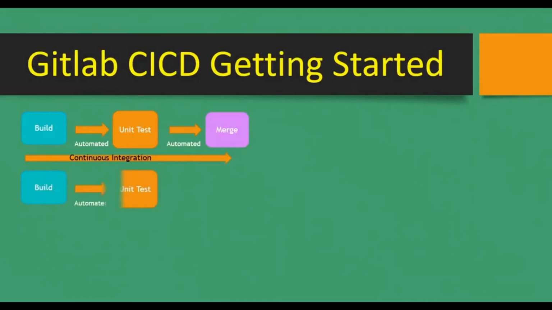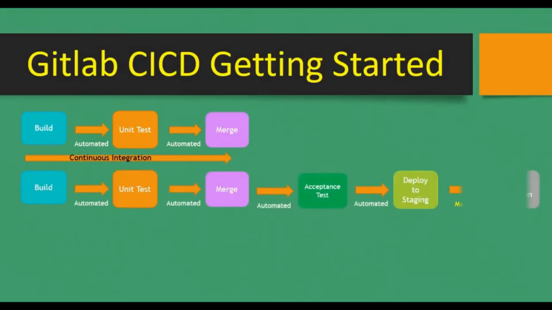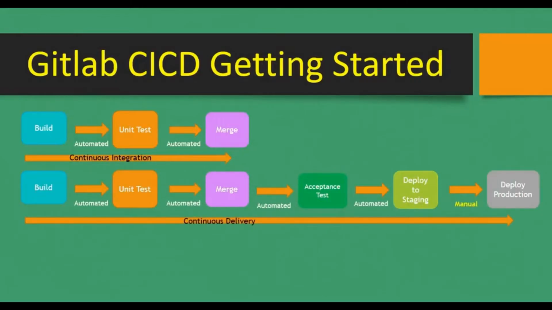Now continuous delivery: after your continuous integration, we will have an automated acceptance test, and we will also deploy our application to a staging area. The difference is that we stop the automated process at the staging area, and we do not have an automated process to deploy to production. Deployment to production will be a manual step, where we need to confirm from our end so that it can be deployed to production. This is the continuous delivery process.